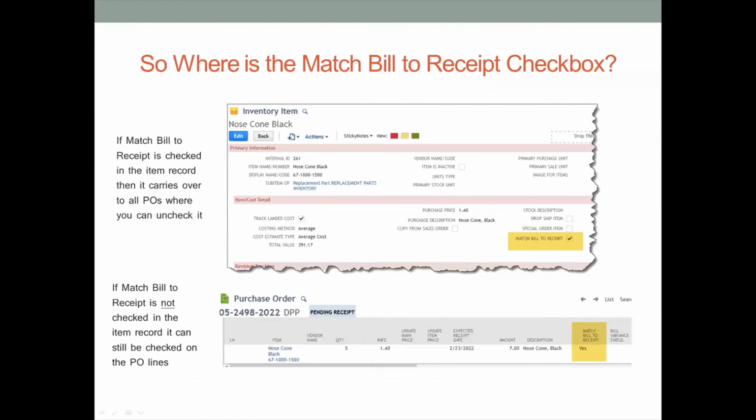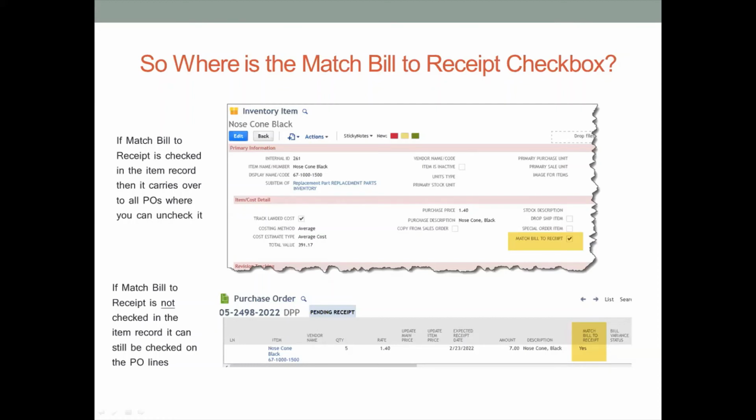So where is the match bill to receipt checkbox? It is located on the item record and it's located on the purchase order, provided of course no one's modified your forms and that they're still there. Otherwise you just need to go modify your purchase order form, make sure that it's visible and in the appropriate place so you can see it.